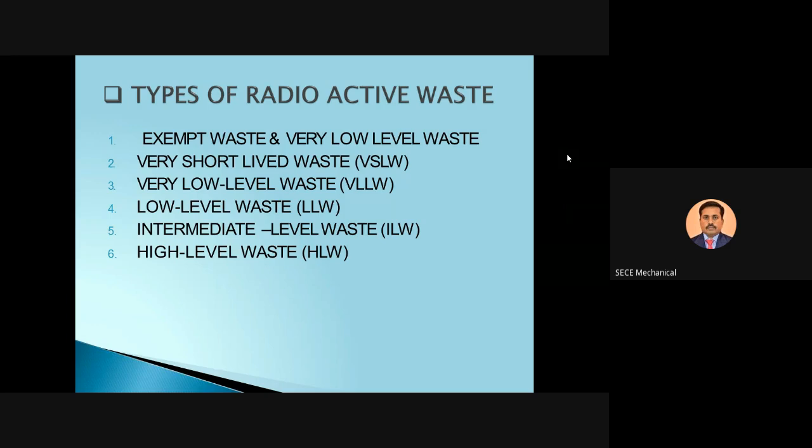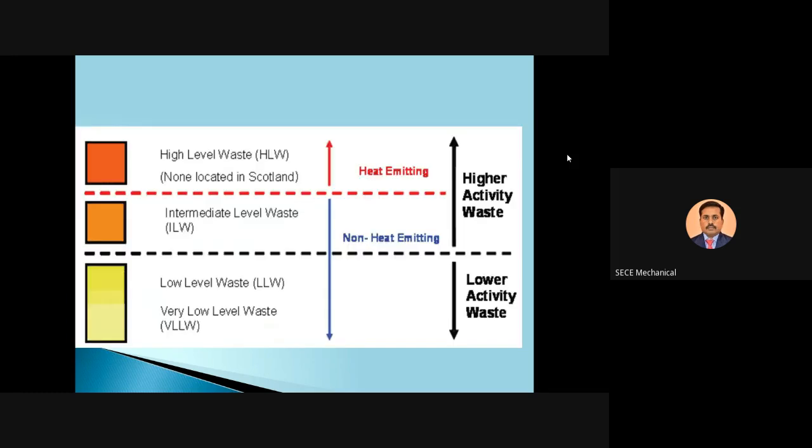So based upon the radioactive material conditions, we categorize waste into six categories: very short lived, very low level waste, low level waste, intermediate level, then high level. So these are the different types of radioactive waste that come out from your nuclear power plant. Here you can see what the different types are. I told you there are six levels of waste, and how it is categorized.